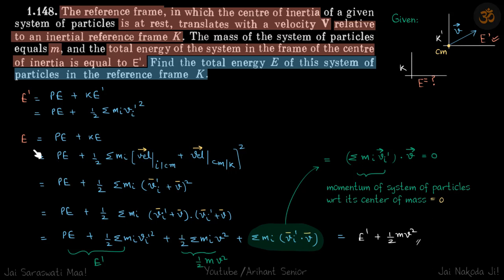So our energy which we need eventually comes out to be E dash plus half mv square, which is a very general formula, and we are going to use this in lots of places. So we have derived that the kinetic energy with respect to any frame is the kinetic energy of particles with respect to the center of mass plus half the total mass into the velocity of the center of mass, whole square. So it is a very, very important formula. This is the derivation of it.